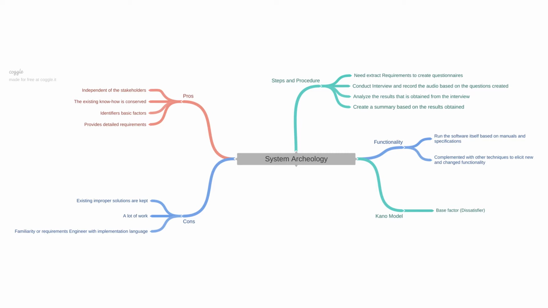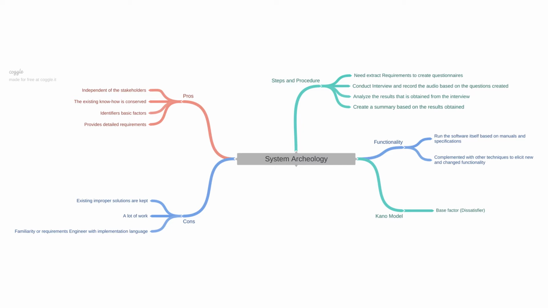The steps to carry out system archaeology are, firstly, to need exact requirements to create questionnaires, conduct interviews and record the audio based on the questions created, analyze the results obtained from the interview, and create a summary based on the results obtained from the interview.